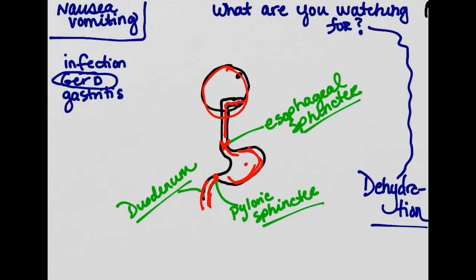Now let's talk about GERD, which stands for gastroesophageal reflux disease. If you look here on the picture, you can see the esophageal sphincter, and sometimes that does not work as well, or it can be from other things, such as pregnancy. If you're pregnant, then the baby is pushing up on the diaphragm, therefore pushing food contents back up.